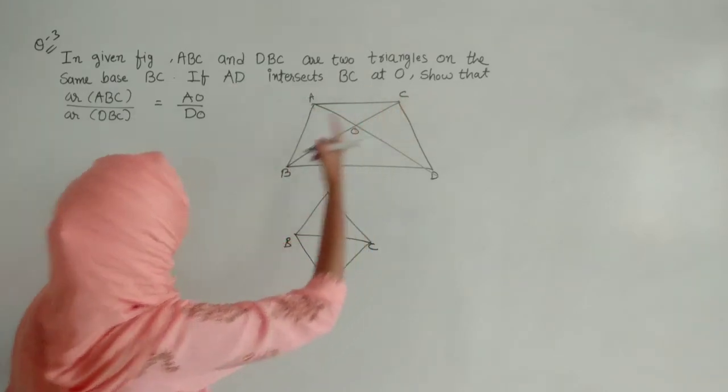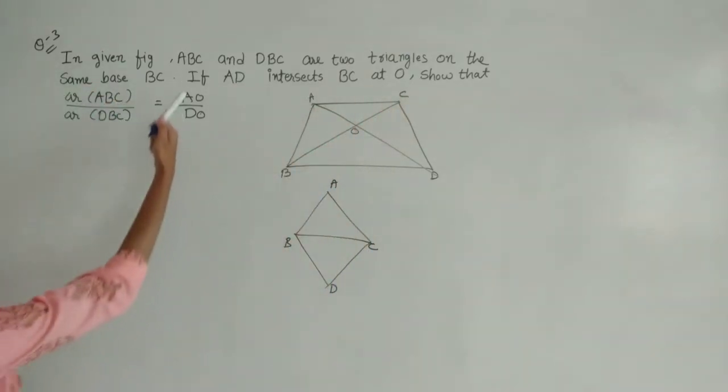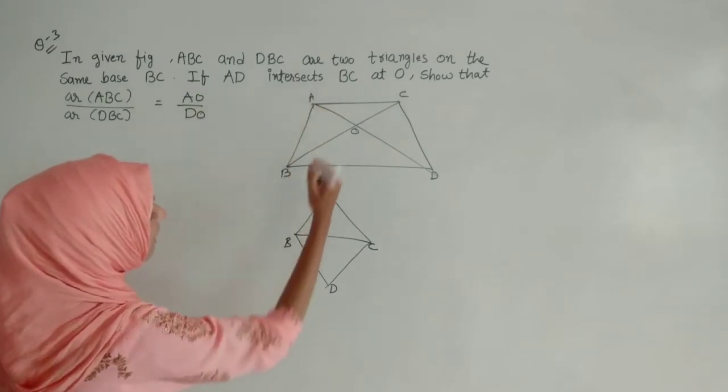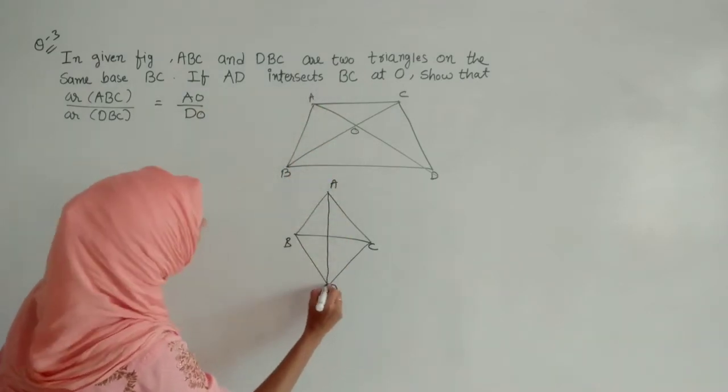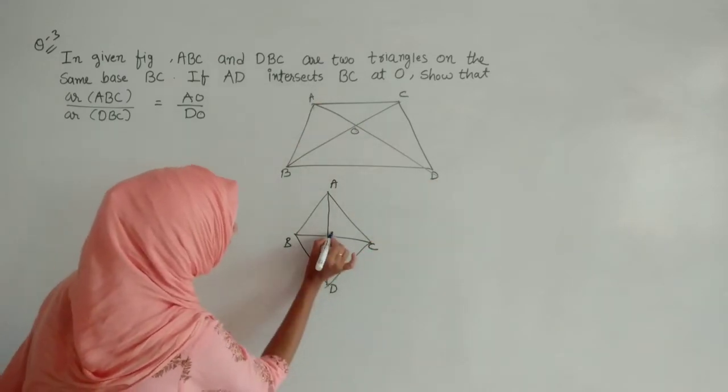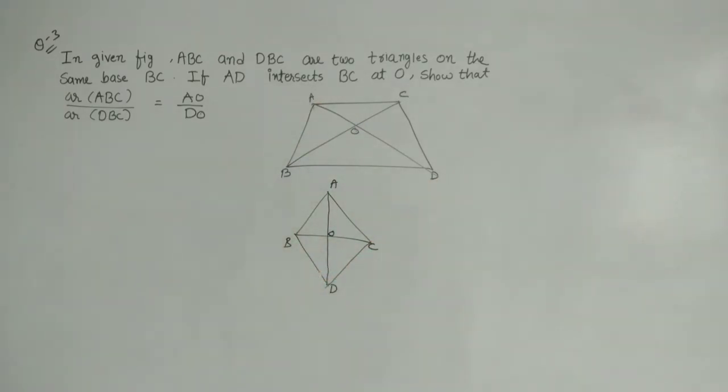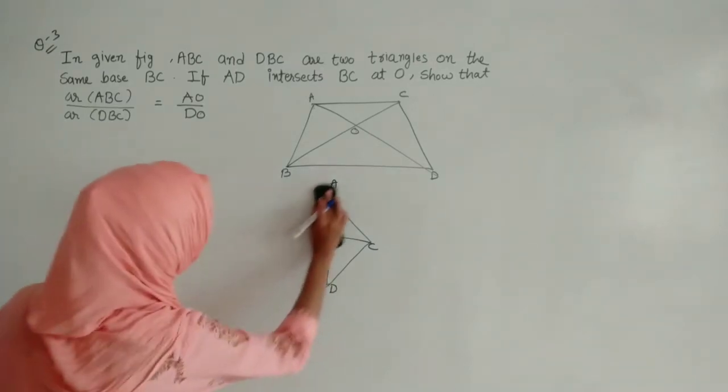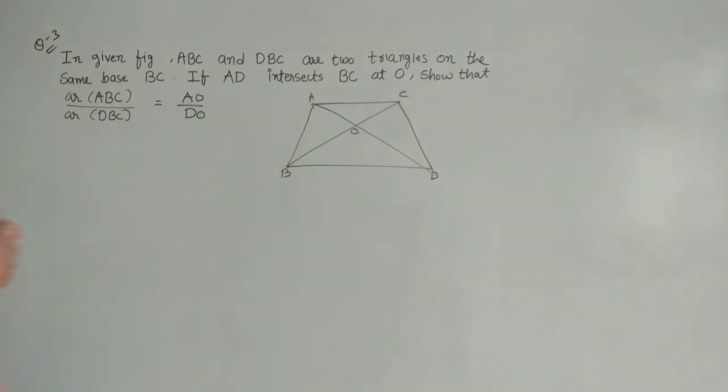And another thing they have given: the same base BC, if AD intersects BC at O. So if you join AD, it will intersect at point O. You can draw this figure in these two ways. Show that, so here what we have to prove? We have to prove area of triangle ABC by area of triangle DBC should be equal to AO by DO. So from both figures you can prove. Let me take this figure for proving this question.